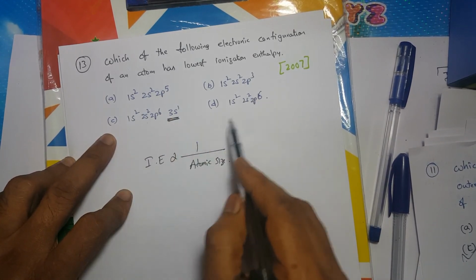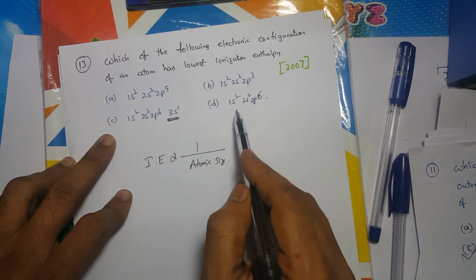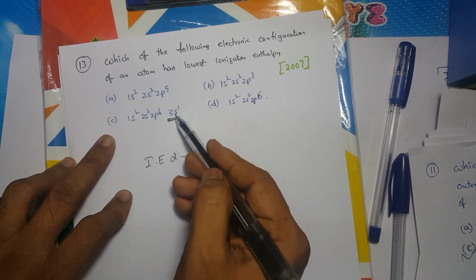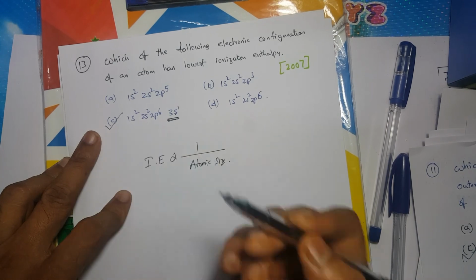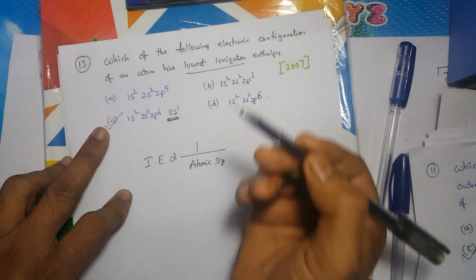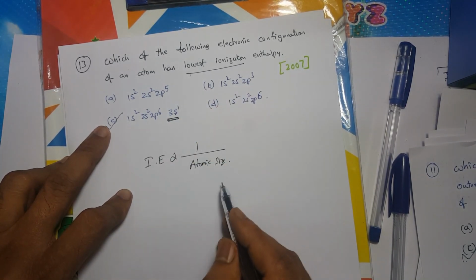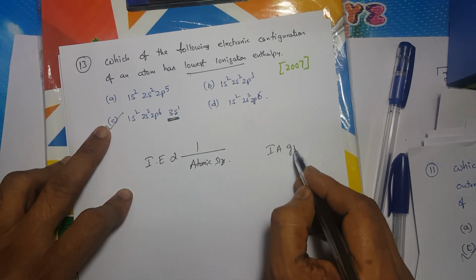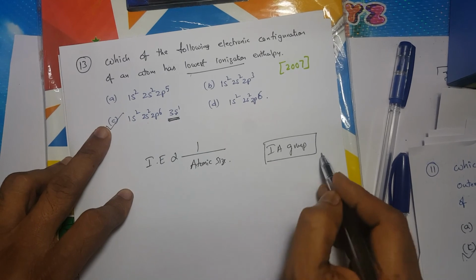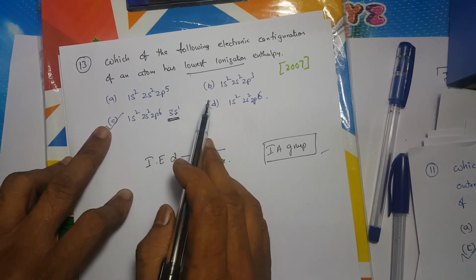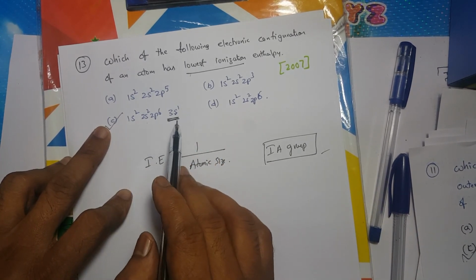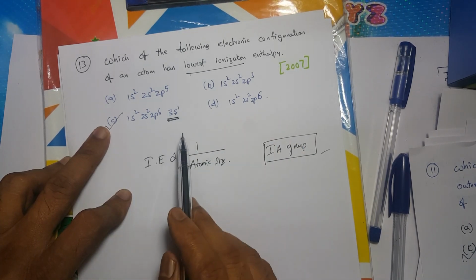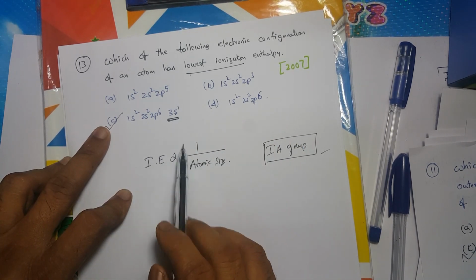So how many shells are there? Here 2, here 2, here 2, but this one has 3 shells. That means the atomic size is bigger for this one, so it has the lowest ionization energy. Otherwise we can easily remember that the first group elements, or 1A group elements, usually have the lowest ionization energies, because after the removal of one electron they can attain the noble gas configuration. That's why they are ready to lose one electron and get stabilized by the noble gas configuration.